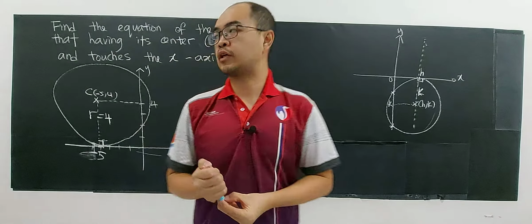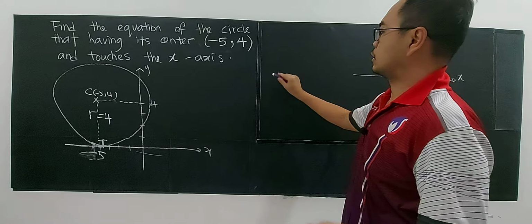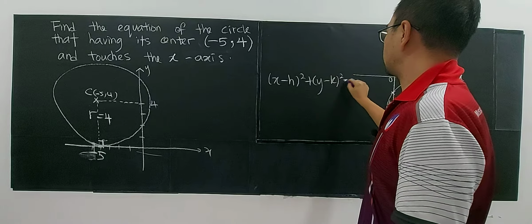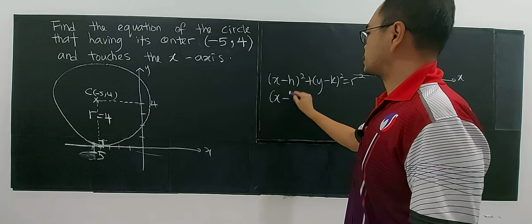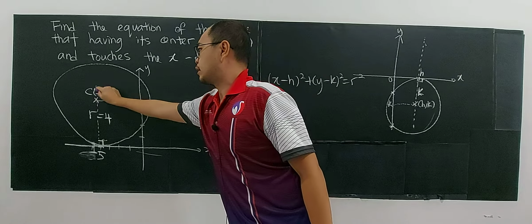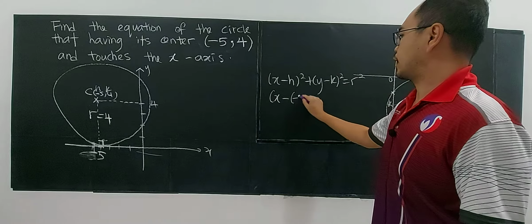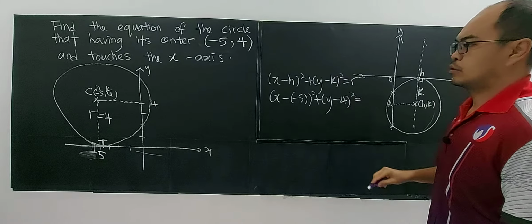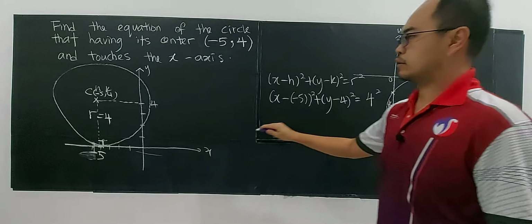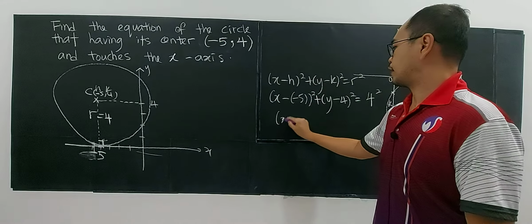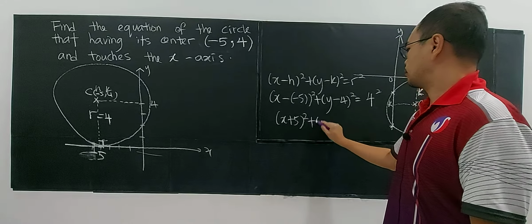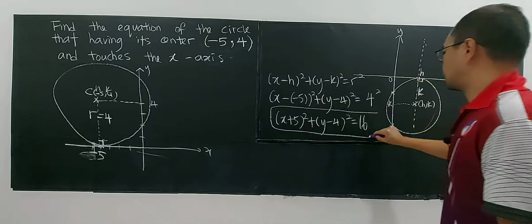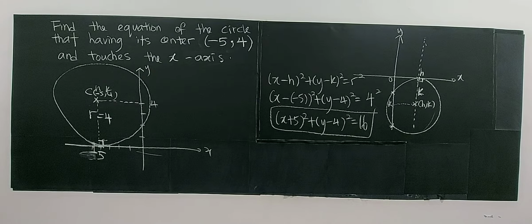As easy as that. So then you write the equation in the form of the standard equation, because you have known the radius: (x minus h) squared plus (y minus k) squared equals r squared. So h is -5, so x minus (-5) squared plus (y minus k) squared equals the radius squared, 4 squared. So we have (x plus 5) squared plus (y minus 4) squared equals 16, right?